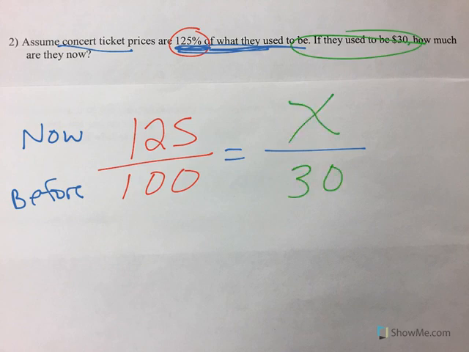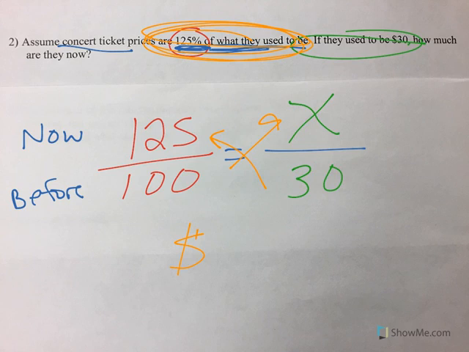So what are they now? And even if you flipped that the wrong way, hopefully this sentence here tells you that the concert ticket prices are more now, so your answer should be bigger than 30. So when I cross multiply and divide, I end up with an answer of $37.50.